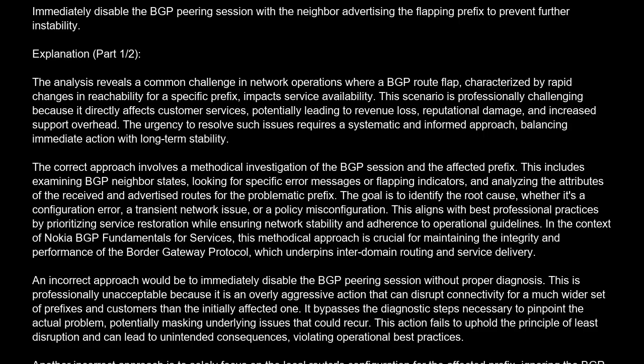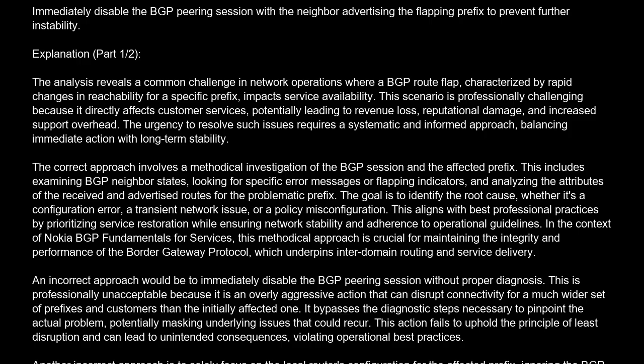The correct answer is C. Immediately disable the BGP peering session with the neighbor advertising the flapping prefix to prevent further instability. Explanation. The analysis reveals a common challenge in network operations where a BGP route flap, characterized by rapid changes in reachability for a specific prefix, impacts service availability. This scenario is professionally challenging because it directly affects customer services, potentially leading to revenue loss, reputational damage, and increased support overhead. The urgency to resolve such issues requires a systematic and informed approach, balancing immediate action with long-term stability.